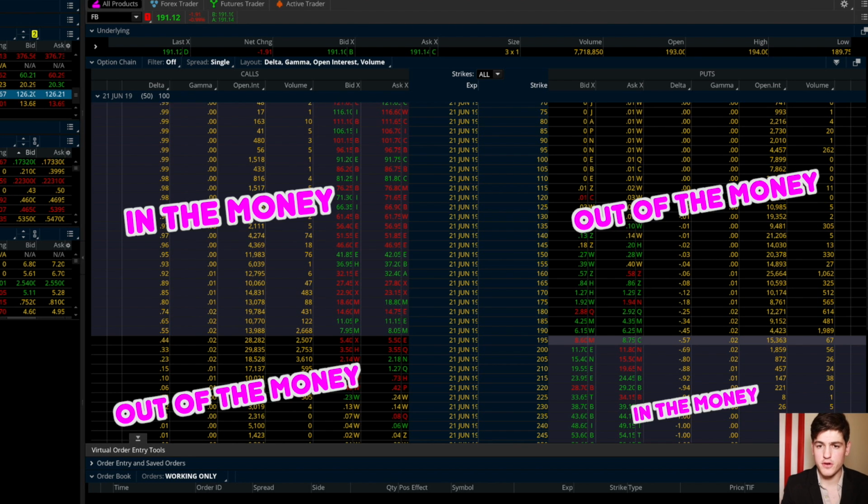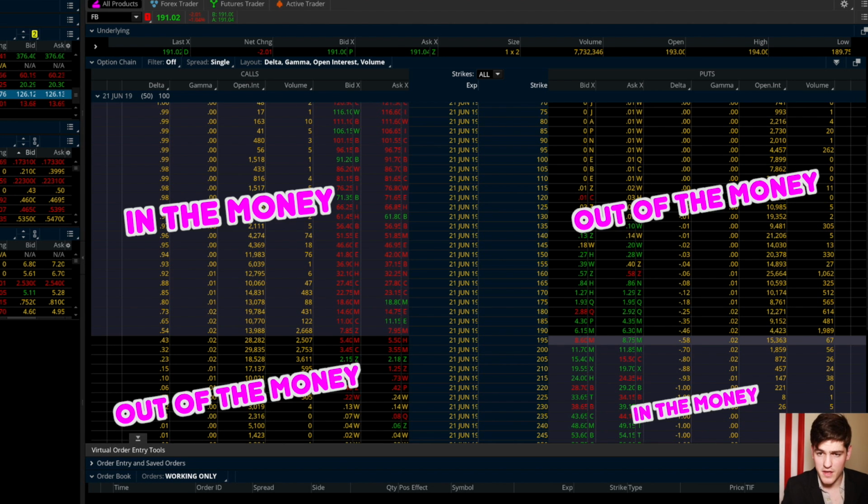Since call options are positive in value when the current market value is above the strike price, that means that anything below the current trading price is going to be considered in the money. Likewise, since put options are the opposite and are valuable when the strike price is above the current market value of the underlying stock, that means that anything above the current price is going to be considered in the money, and anything below is going to be considered out of the money.